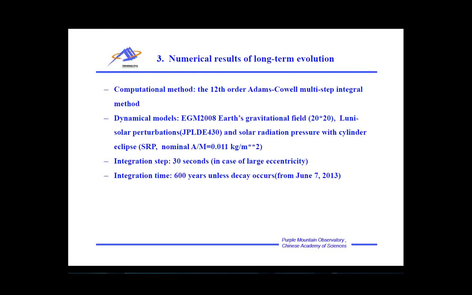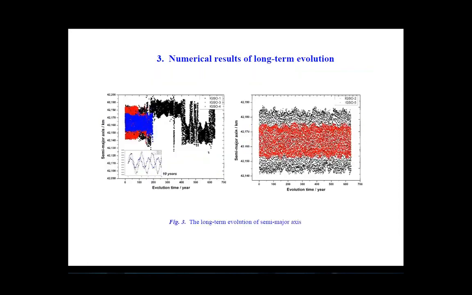And we use a nominal area-to-mass ratio of about 0.01 square meters per kilogram. And the integration step is 30 seconds. Actually, it's too large, but in these cases the eccentricity will become very large, so we select 30 seconds for the integration step. The total time span for integration is 600 years.